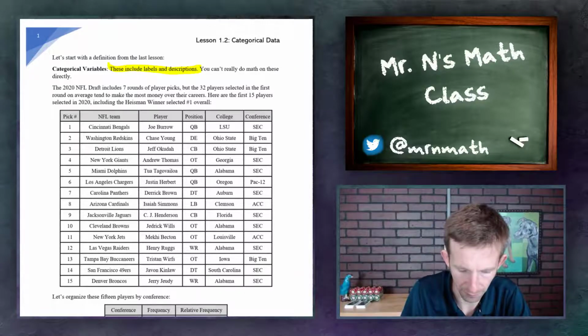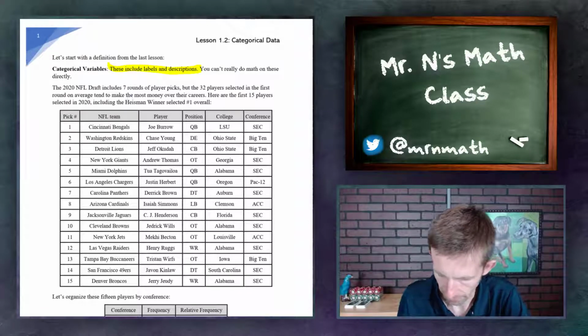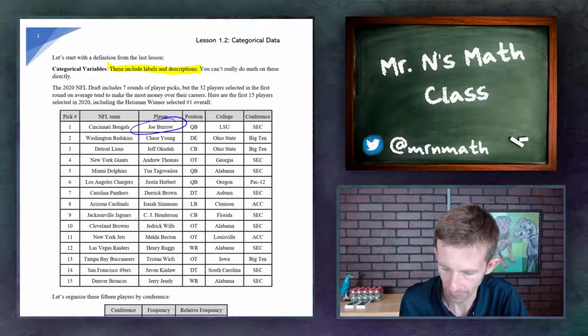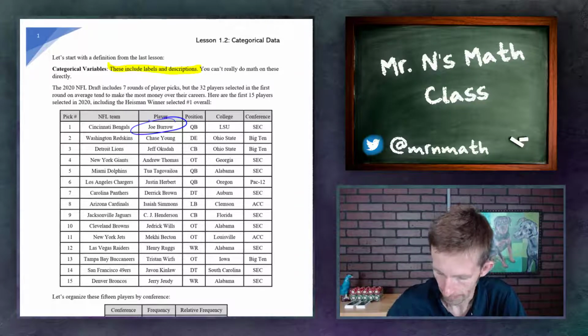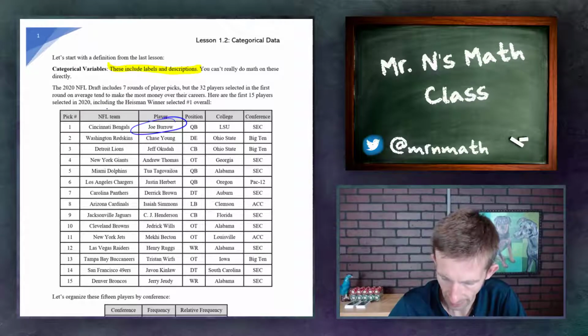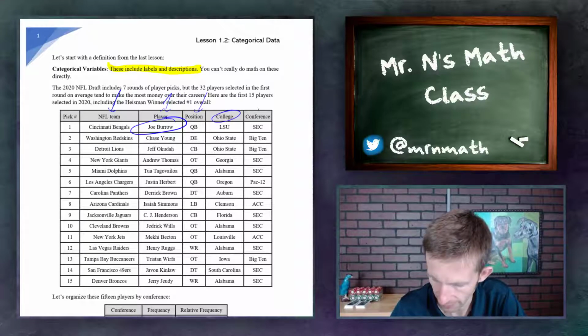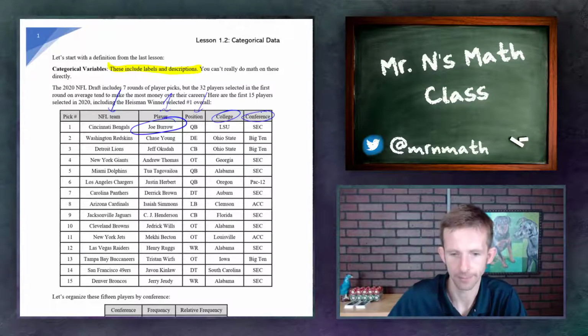All right, so here's the first 15 players, including Joe Burrow, who ended up winning the Heisman Trophy last year, I think by the largest margin in history. So categorical data. You've got NFL team, that is a categorical column. You've got the player name, player position, the college they attended, and the conference.